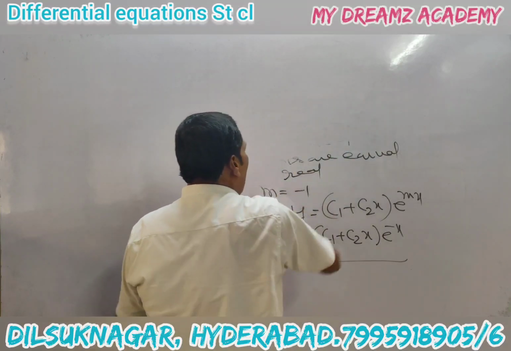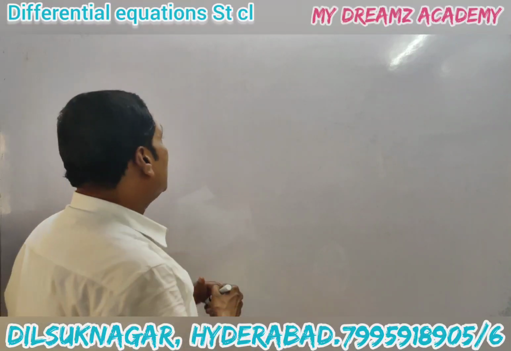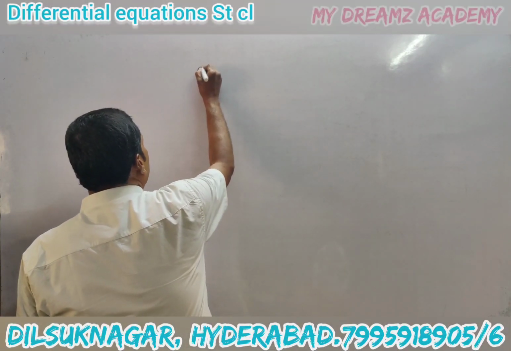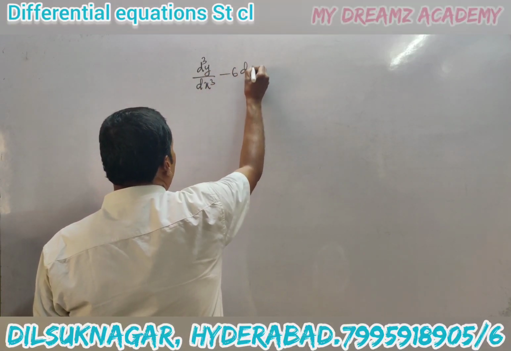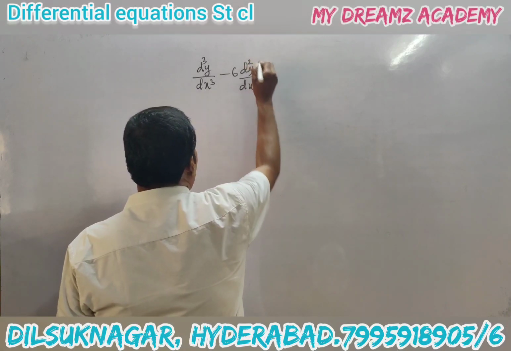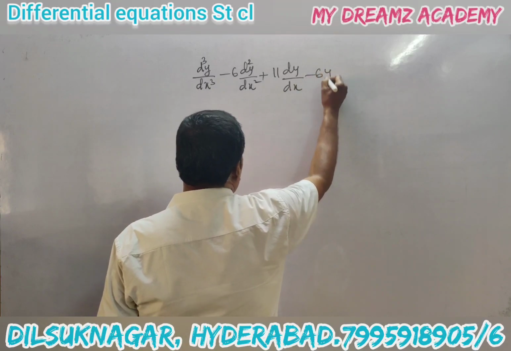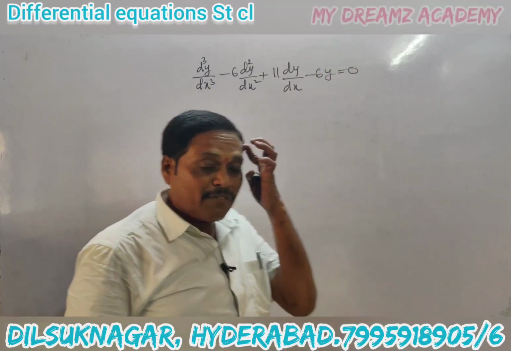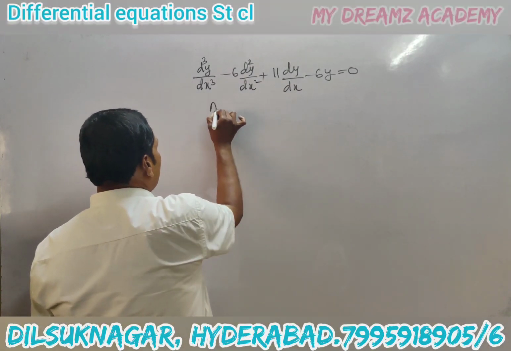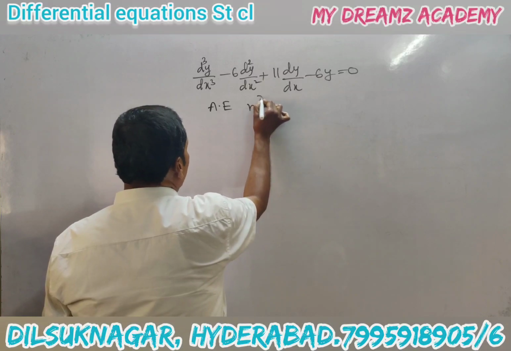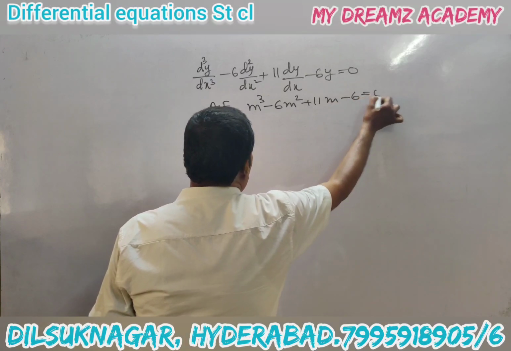Okay. Suppose we have a higher order differential equation. For example, d cube y by dx cube minus 6 d square y by dx square plus 11 dy by dx minus 6y is equal to 0. This is a third order differential equation. Here also you have to find the auxiliary equation, which is m cube minus 6m square plus 11m minus 6 is equal to 0.